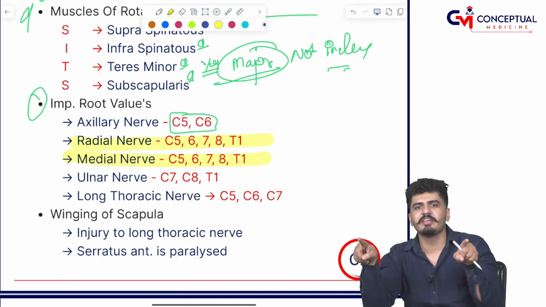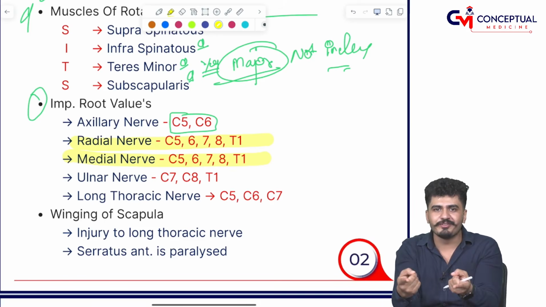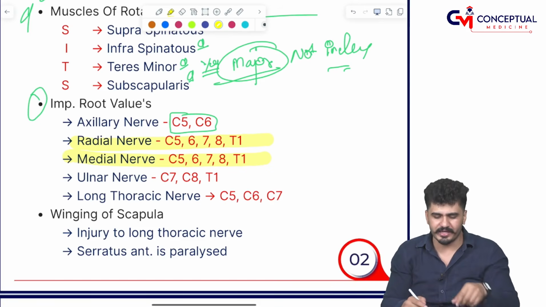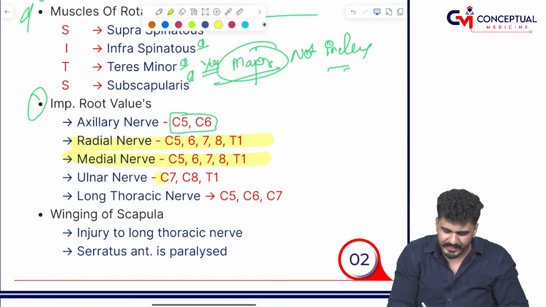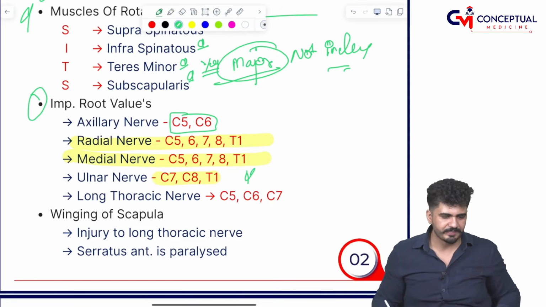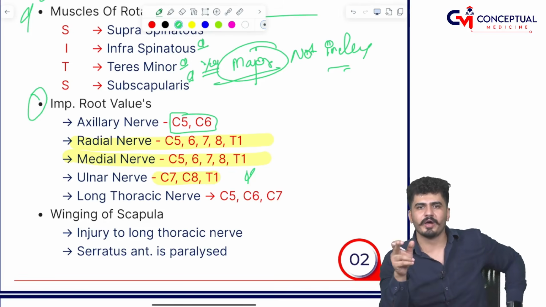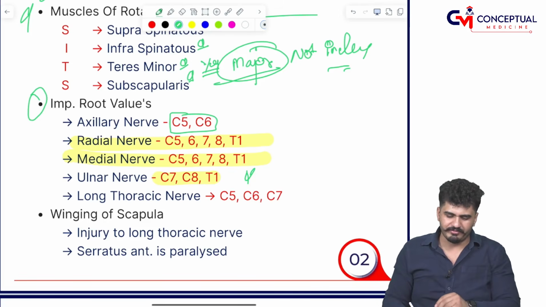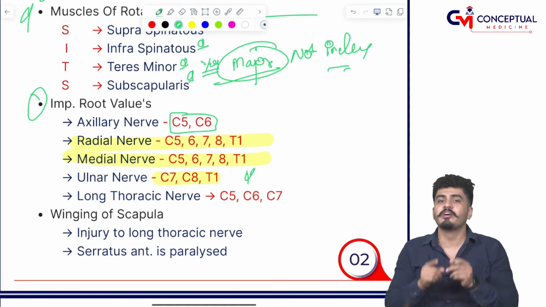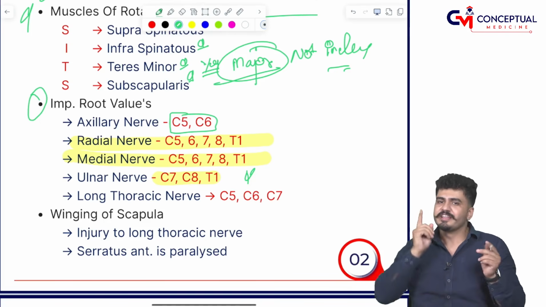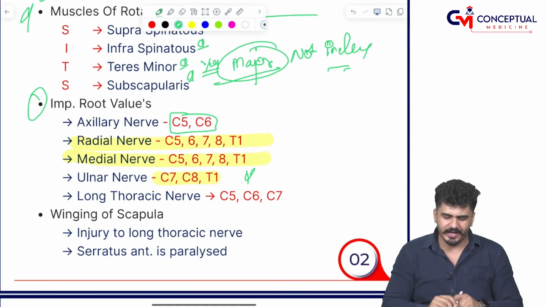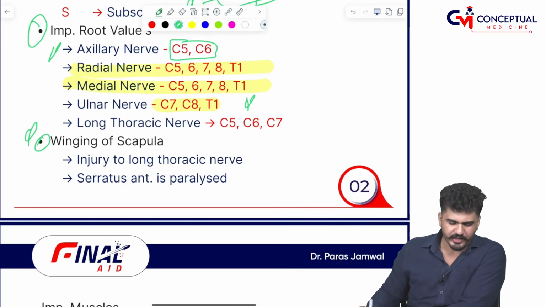So lower 3 values, third bone, lower 3 values you have to remember, and that is your C7, C8 and T1. Done, done. C7, C8, T1. This is how the 4 nerve roots we have to remember. Now long thoracic nerve, long root, C5, C6, C7. Done. Now coming on to the winging of scapula.